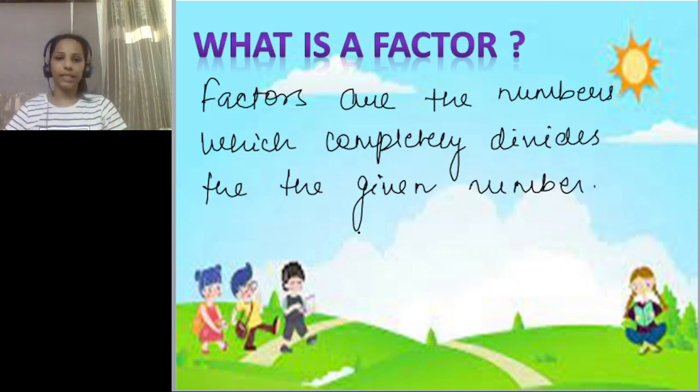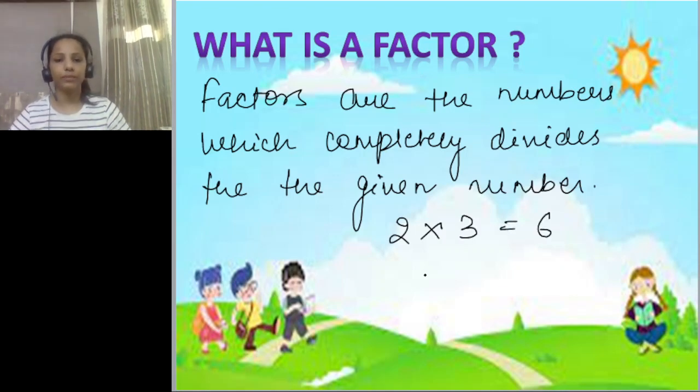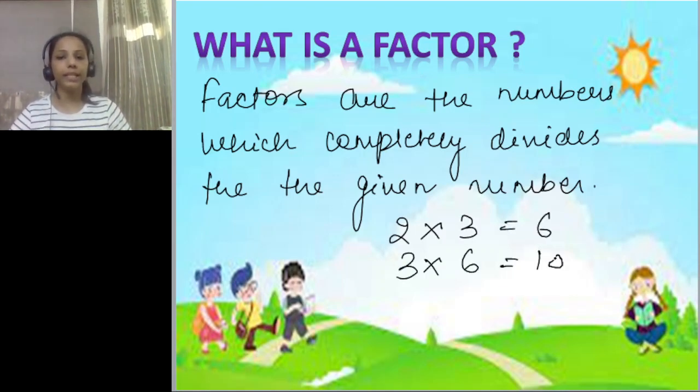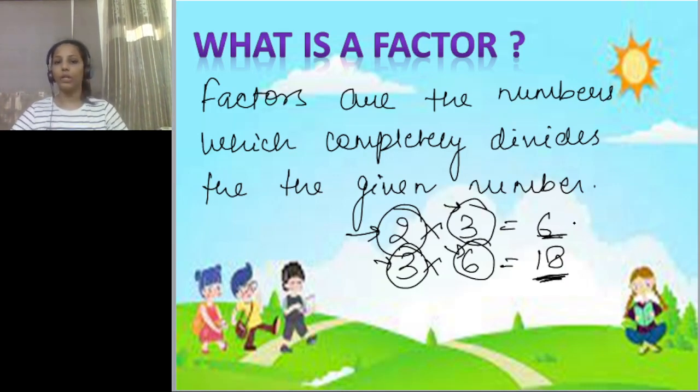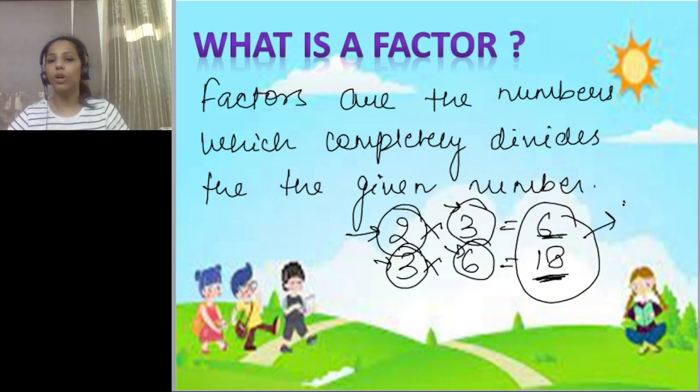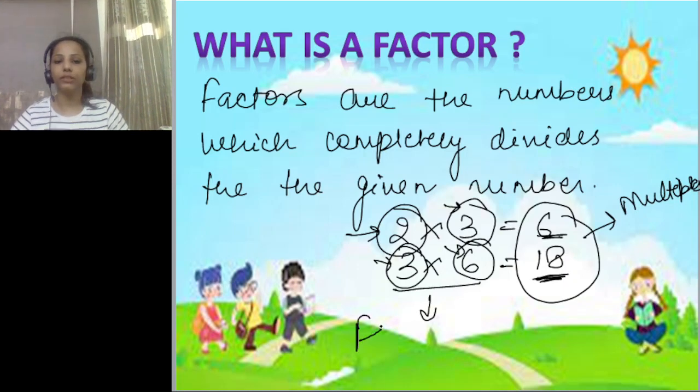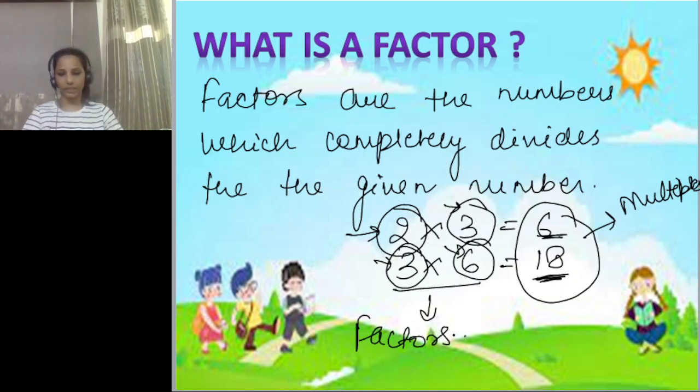Also, we can say that in tables, right? You have learned tables in your previous classes. So now you can see 2 threes are 6, 3 sixes are 18. So all these numbers which multiply to give some number, these numbers are factors. These circled numbers are factors of this number. And what are these numbers called? These numbers are called multiples. Okay, students, these numbers are called factors. I hope you have understood till here.